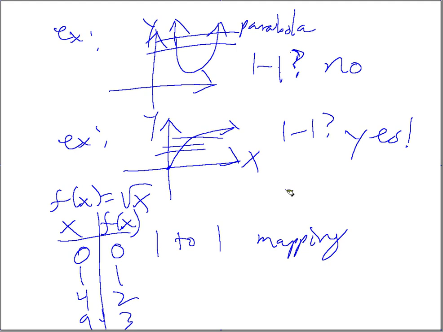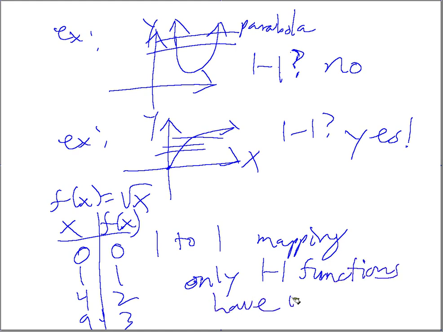Now, what's important about one-to-one functions is that they have what's called inverse functions. So let me say that only one-to-one functions have inverses. Now, what does that mean? An inverse function. Let's talk about that. Let me go and clear up the screen.